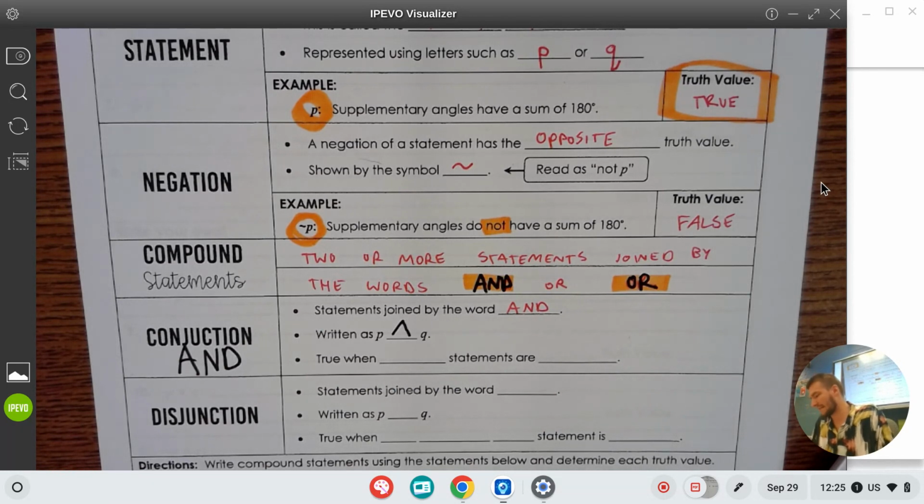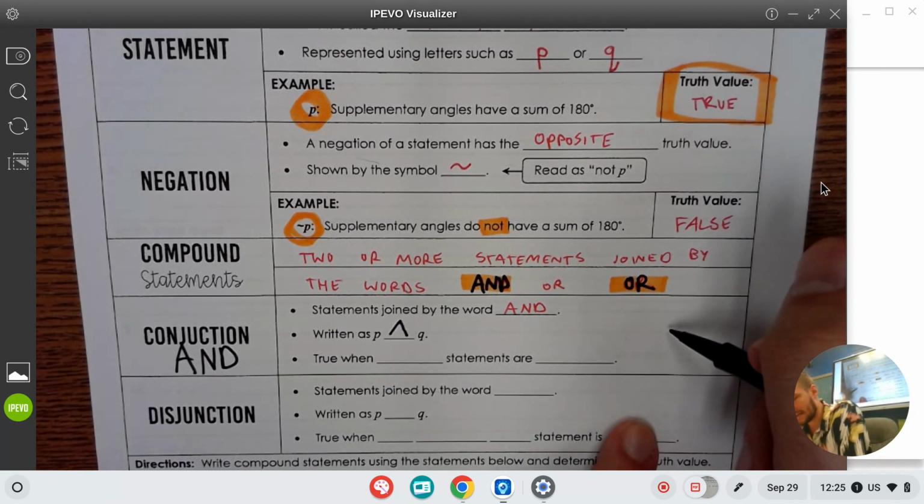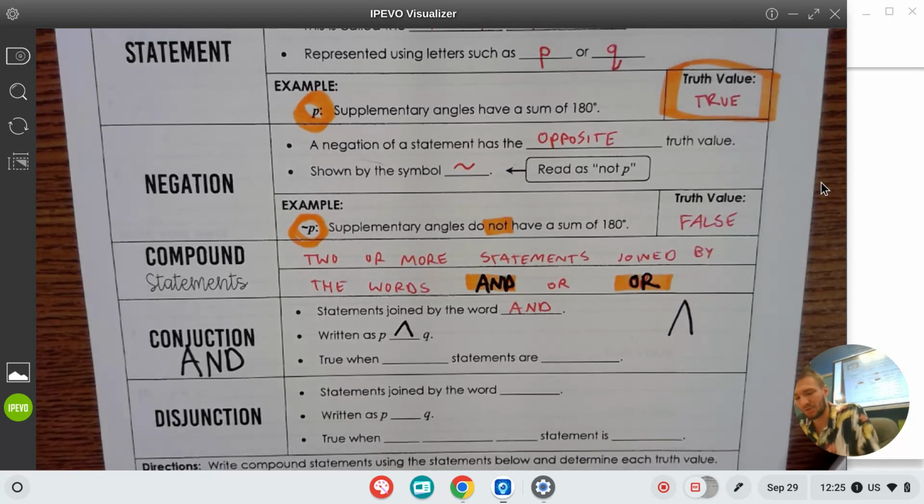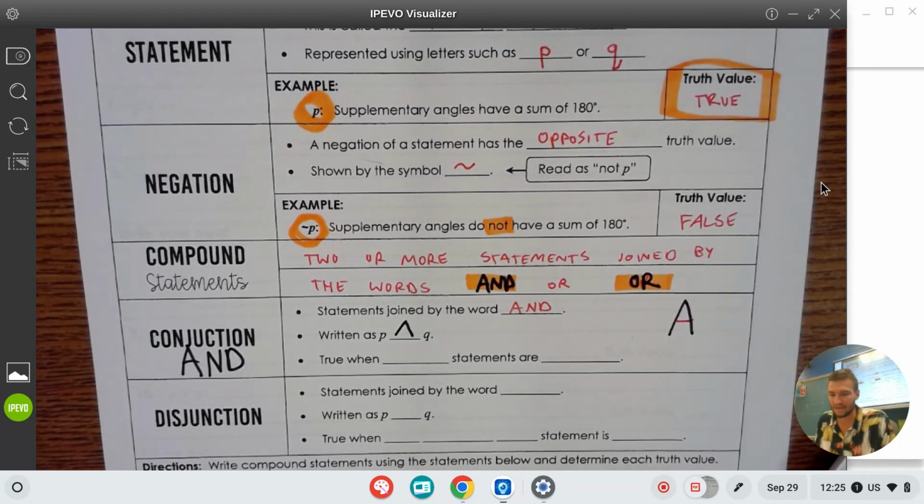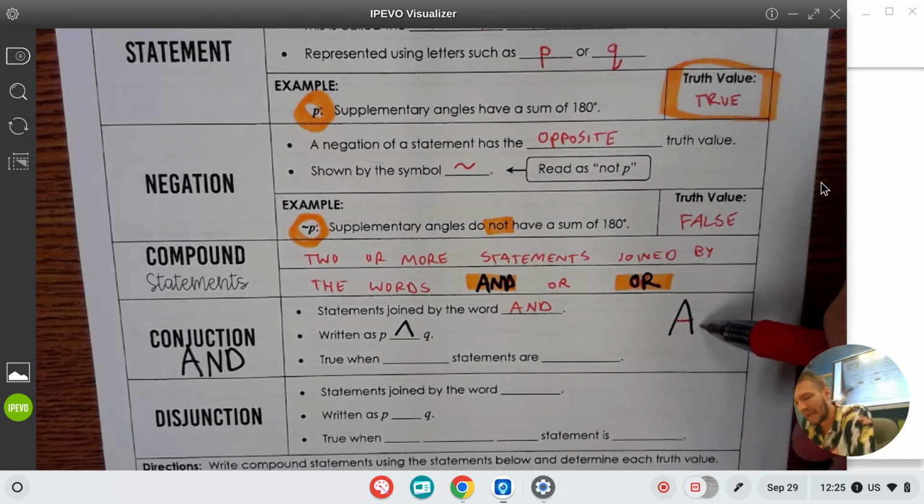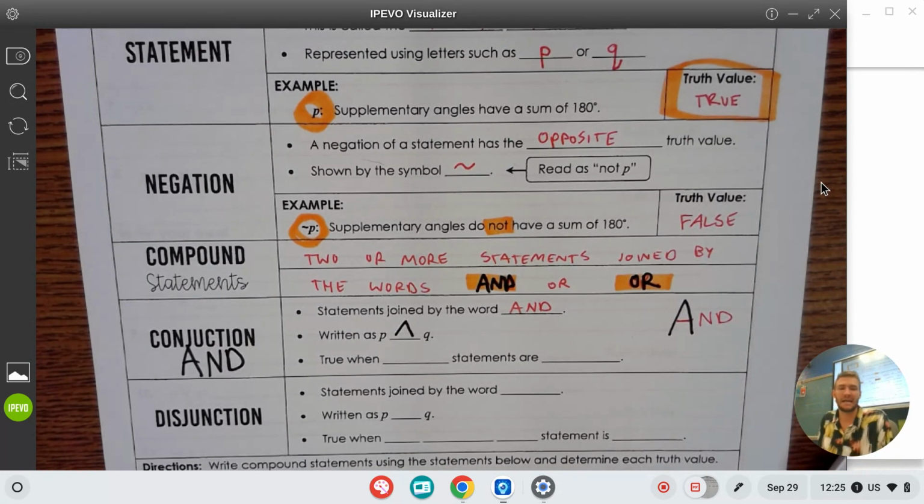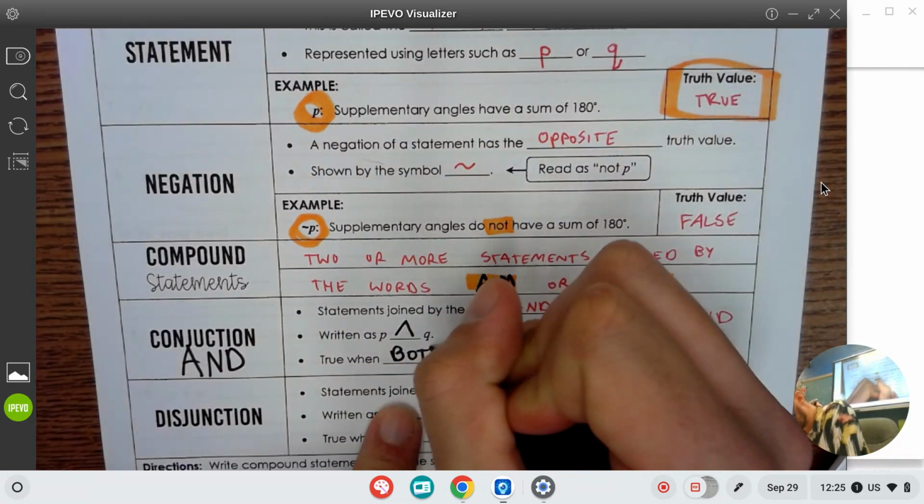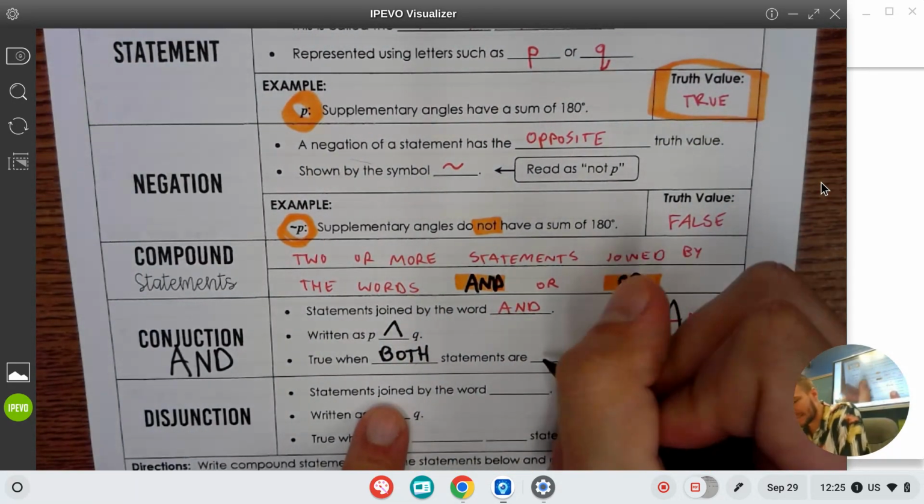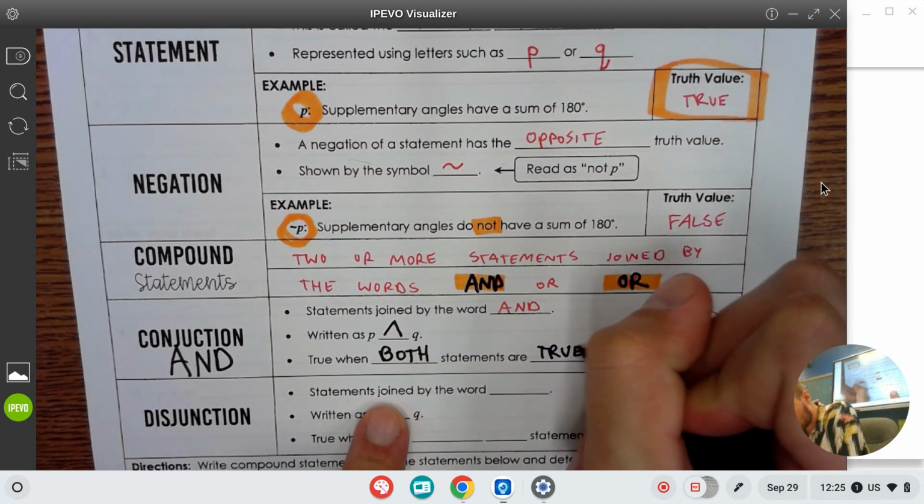Probably the best way to think about it is that this symbol with a bar across makes an A, and that makes a lot of sense, right? And with that downward symbol, that's an easy way to remember it. It's not all that bad. And this is true when both statements are true.